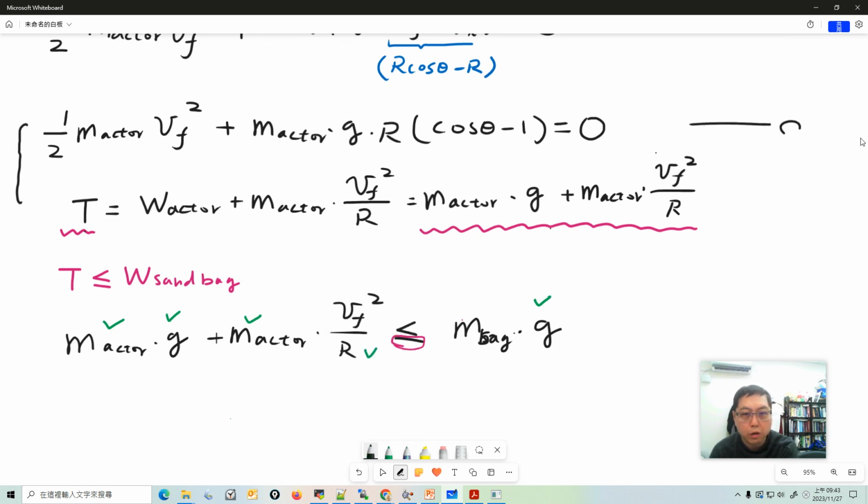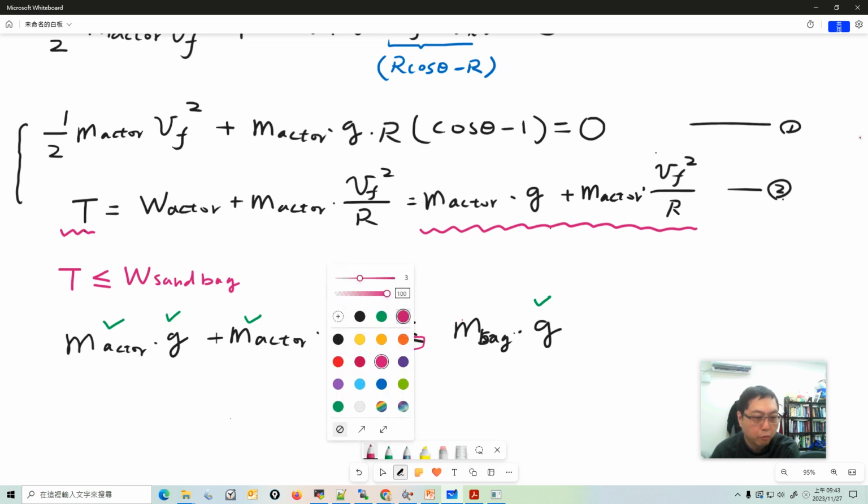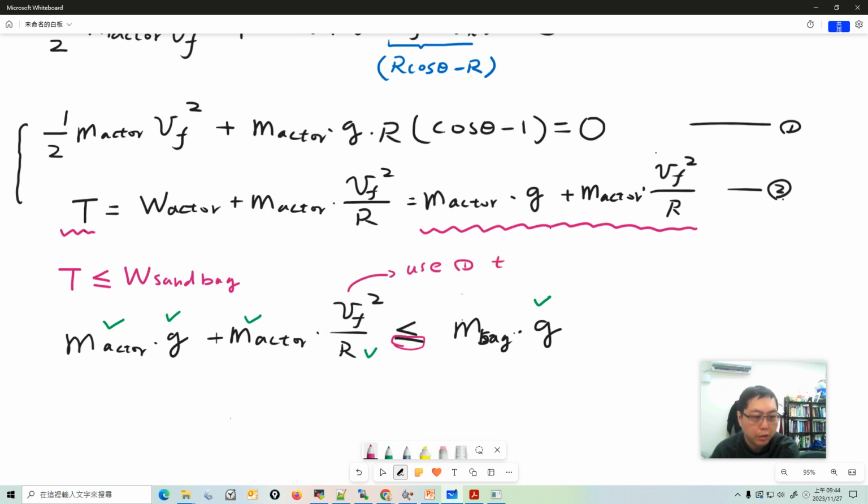I call it one, I call it two. How do we replace vf? We use the information of one to substitute vf square, because in equation one, vf can be expressed by m actor, R, and theta. And theta is the one we are looking for. That's why we want to replace vf square.